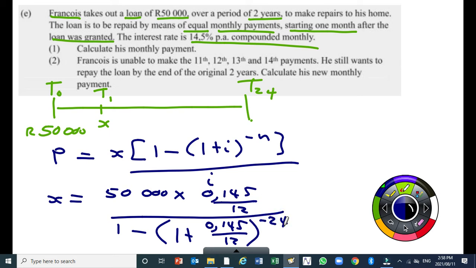Can someone do a calculation for us in terms of the answer? So our P is 50,000. The i is 0.145 over 12. Then we divide that by the difference between 1 and the compound interest part. But be aware that the n here is a negative 24, because this is the present value.